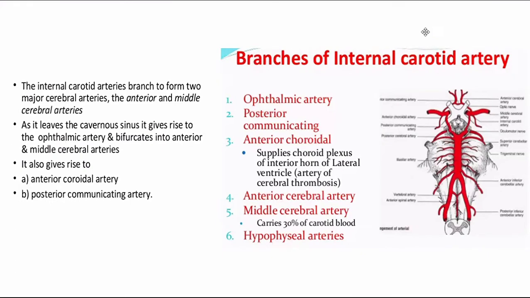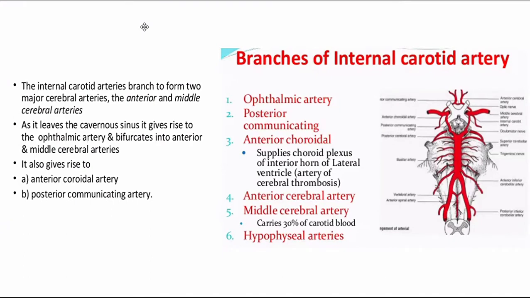Now, the internal carotid arteries form two major cerebral arteries. Actually, there are 6 branches of the internal carotid arteries, and we have 2 larger terminal arteries, named the anterior cerebral and the middle cerebral artery. Now, the internal carotid artery, or the ICA, as it leaves the cavernous sinus, as I mentioned earlier, gives off a branch called the ophthalmic artery, before bifurcating into its terminal branches, the anterior and middle cerebral arteries.